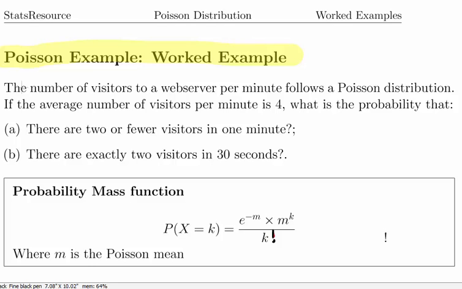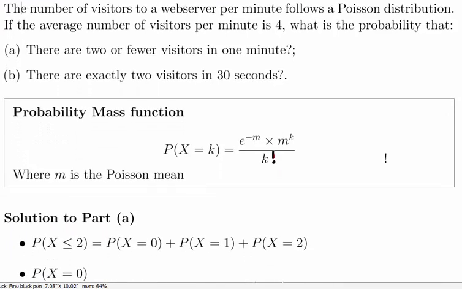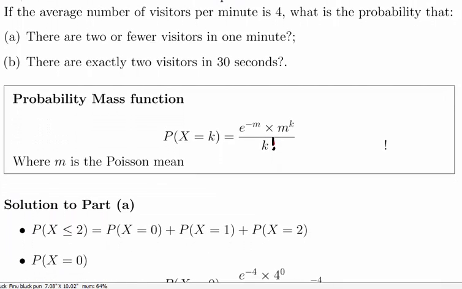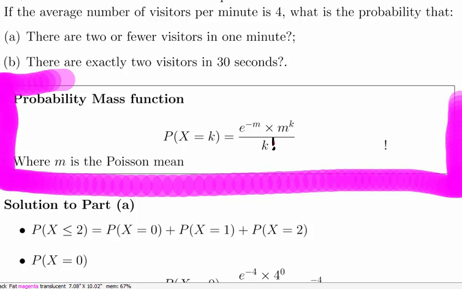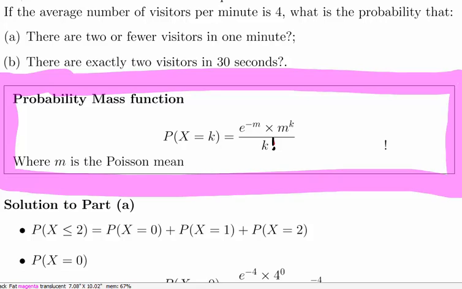I'll go through this one very quickly just to pick out the key characteristics. First off, we will look at the probability mass function, which is the probability of x taking some specific value k. So x is the variable name, and k is some number, so 0, 1, 2, 3, 4. Now, what we should do is specify what x is. x is the number of visitors per minute.